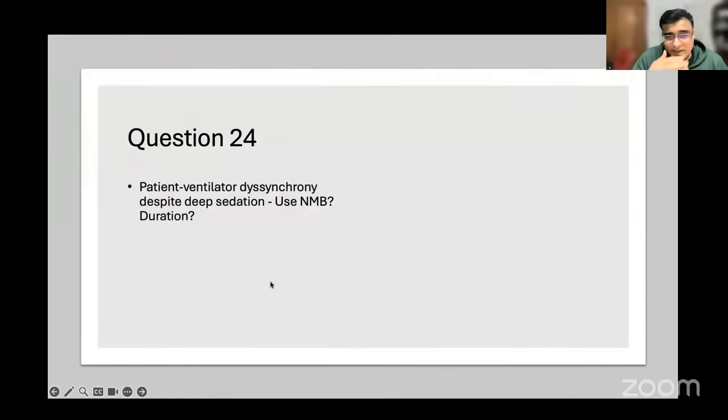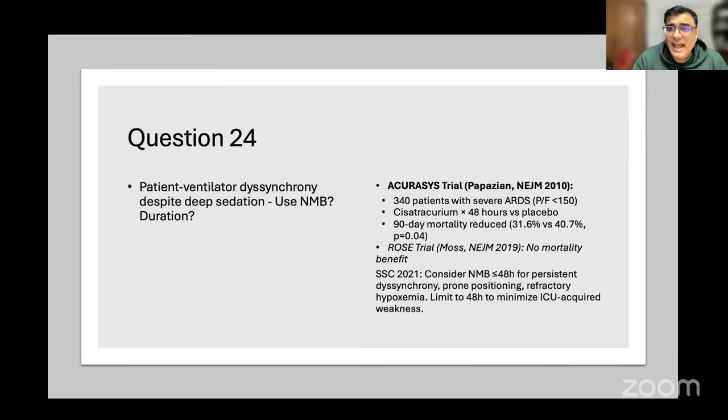So question 24, patient ventilator dyssynchrony despite deep sedation, use of neuromuscular blocking agents, and if yes, then for what kind of duration? So we have some trials like ACURASYS and ROSE trial on it, right? ACURASYS trial had shown us, initially, that 90-day mortality is reduced, but ROSE trial did not show any mortality benefit.